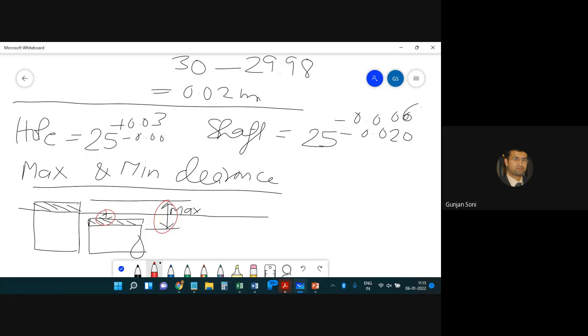Yes, Vineet. So maximum clearance, all of you can find that. Which will be 25.03 minus 24.98, which will be 0.05 mm, right? And similarly, your minimum clearance would be 0.006. Yeah, similarly, it will be 0.06. Any doubts? Okay.